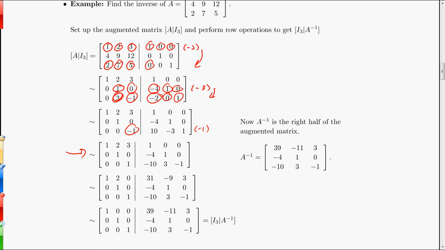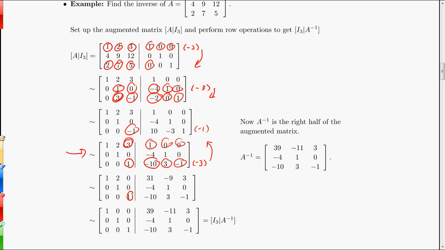Okay, so now I want to work my way back up. I'm going to go up and to the left as opposed to down and to the right. So I want a 1 here. Got it. I want a 0 here. Got it. I need to get a 0 here. So I'm going to take -3 times my third row and add it to the first. -3 times 1 is -3 plus 3 is 0. That's why I use that multiplier. But now I have to go the whole way across the row. -10 times -3 is 30, plus 1 is 31. 3 times -3 is -9, plus 0 is -9. -1 times -3 is 3, plus 0 is 3. And things are looking pretty good.